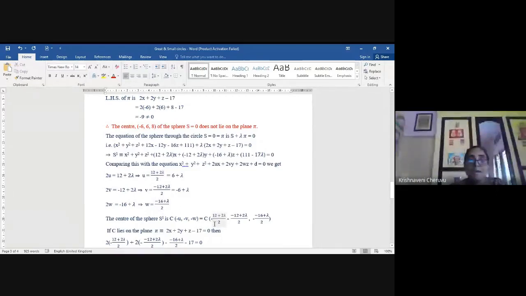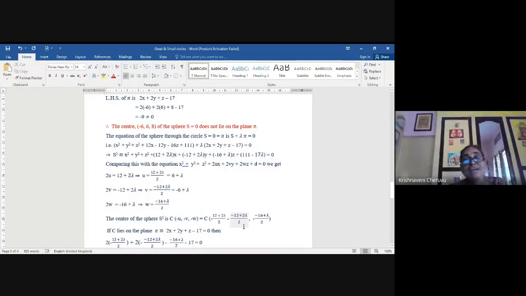Okay. So it is only u here, but we need minus u. And it is only v here, we need minus v. And here you have w and we need minus w. Here only, students usually make mistakes. Please see that you avoid such silly mistakes. So now you got the center of the sphere which is passing through the given circle.